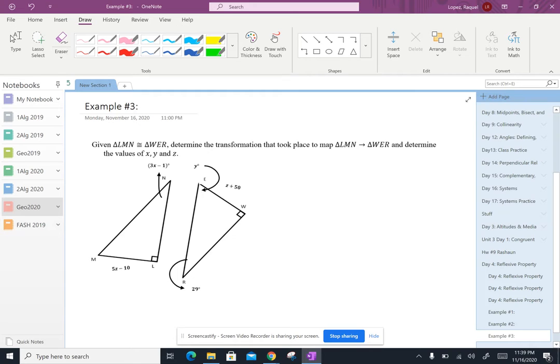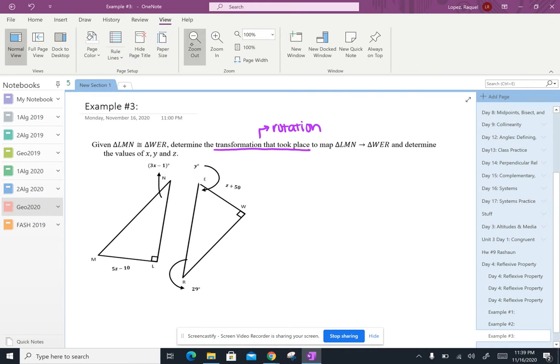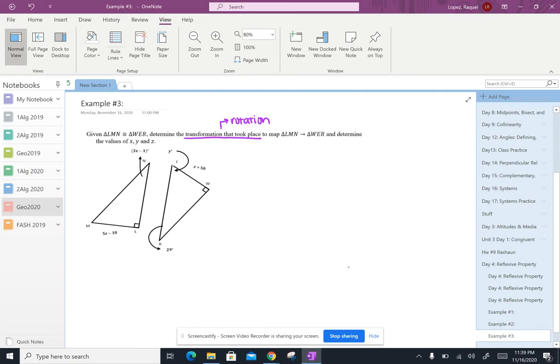Y, and Z. So when I'm looking at this, it looks like the transformation that took place was a rotation. Okay, so I've answered that part. The next thing that they want us to do is to find the values of X, Y, and Z. I'm going to zoom out here a little bit.